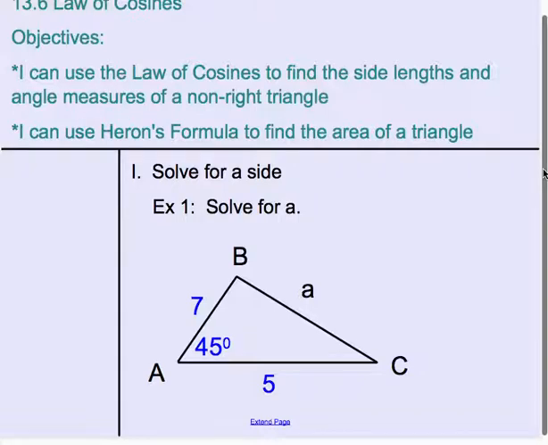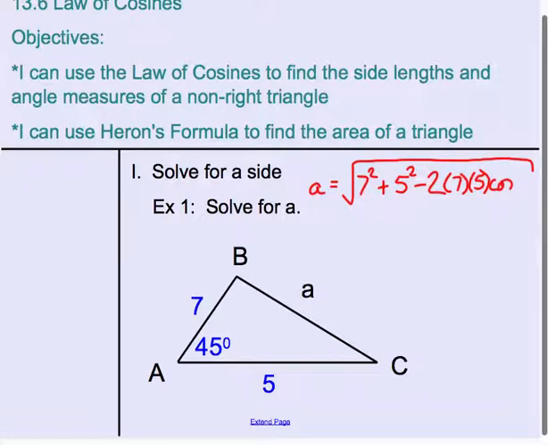So a equals the square root of the other two sides squared, added together, minus 2. And I remember the 2 because there's 2 sides that we're multiplying, times 7 times 5, times the cosine of, and that angle needs to be across from the side we're looking for. And in our case it is. Punch all that in your calculator, being careful to use parentheses at the beginning and the end, and you should get the same answer that I did, which was about 4.950.